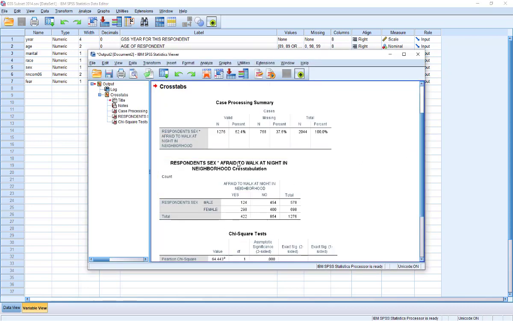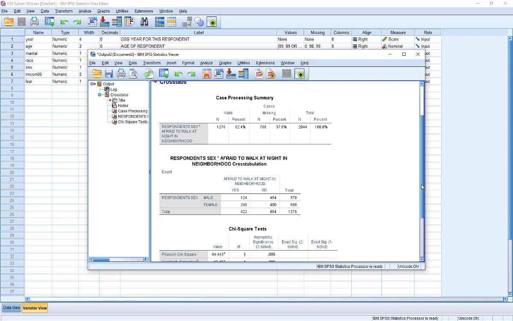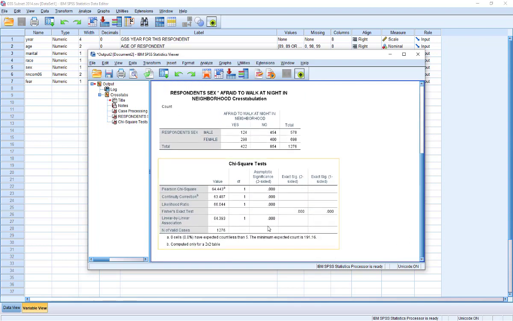Now, we get the same information we got a minute ago. Here you can see valid versus our missing cases. Again, we've got our frequency count by cell. But also now, we've included the chi-square test statistics. And the one that we're interested in right now is going to be the Pearson's chi-square value. And what you can see here is that we actually have a chi-square value of about 64.